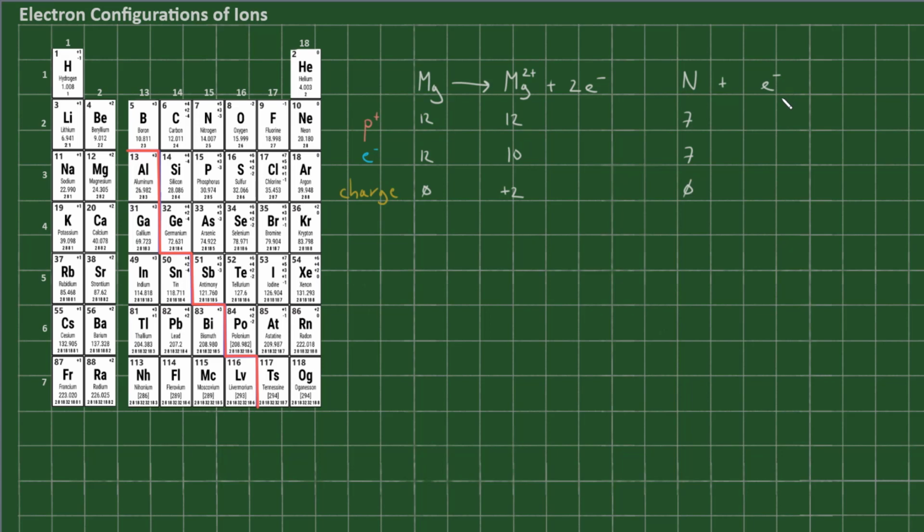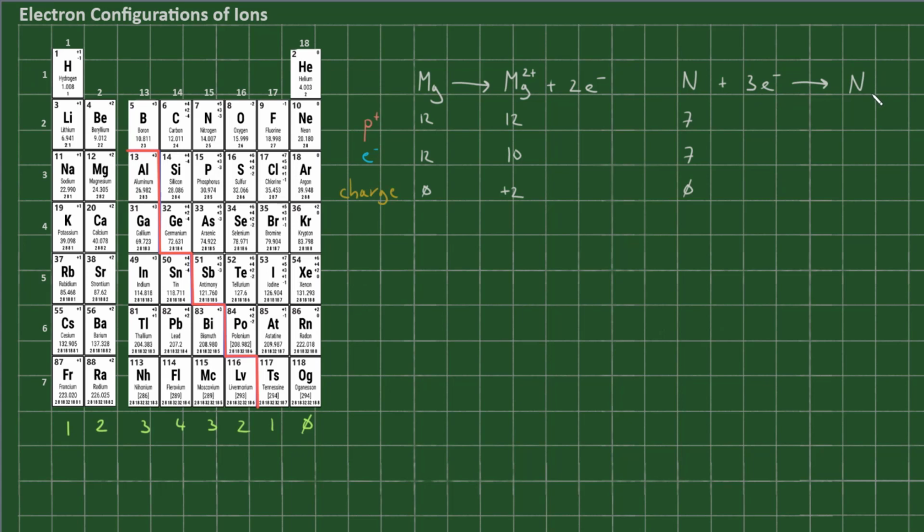How many? This will depend on the valency of nitrogen. Recall that if I start from left to right, the valency is 1 for group 1, then 2, then 3, then 4, and then we start going backwards. 3, 2, 1, and 0. The valency for all elements in group 15 is 3. Therefore, nitrogen is going to gain 3 electrons. And that will give me an anion of nitrogen.